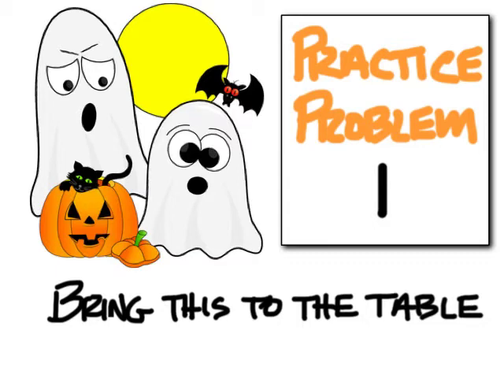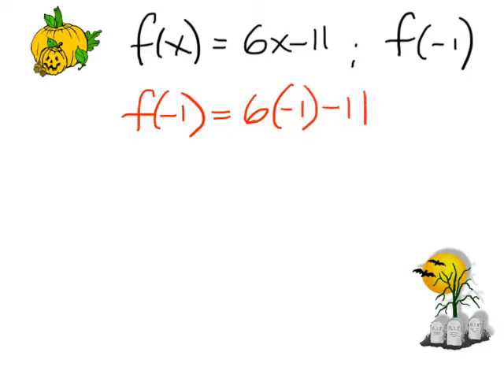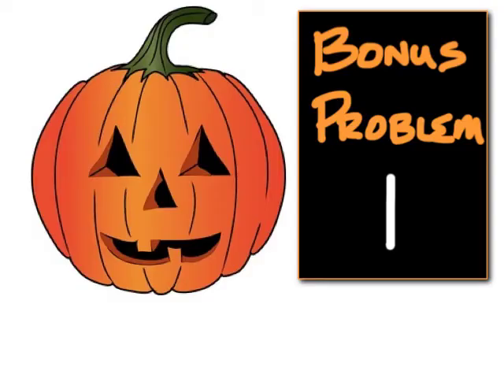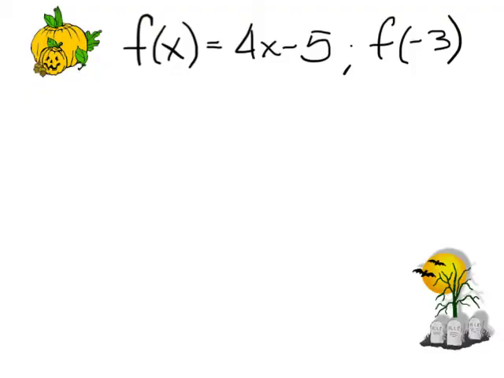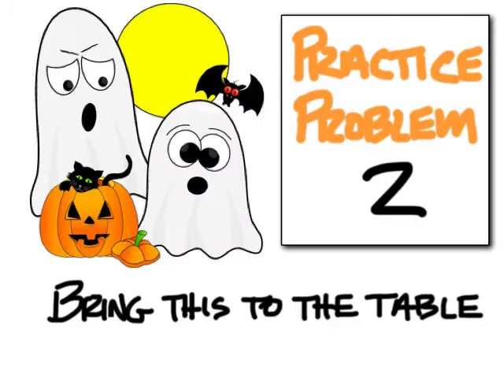Practice problem number 1. On the practice problem, f of -1 is 6 times -1 minus 11. That's -6 minus 11, which is -17. Bonus problem number 1. For the bonus, you should have f of -3 equals 4 times -3 minus 5. That's -12 minus 5, which is -17.